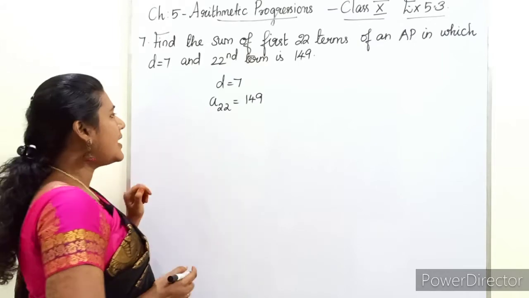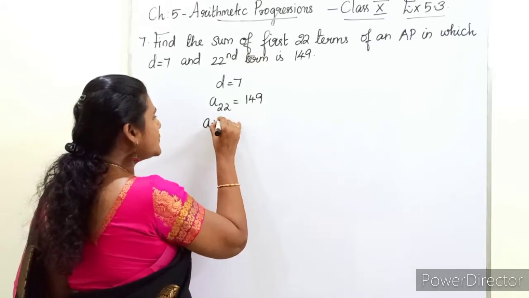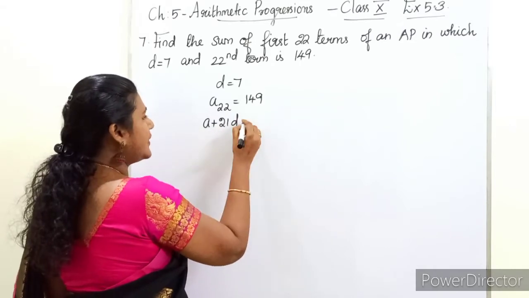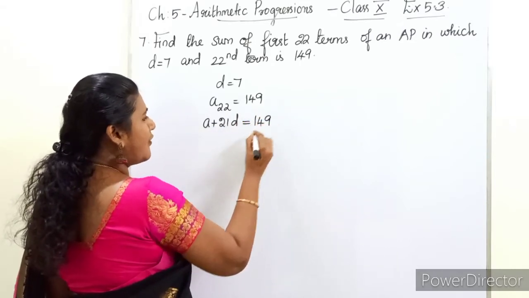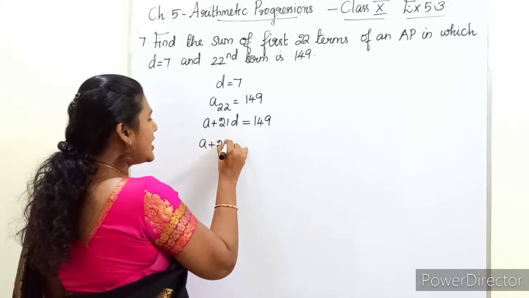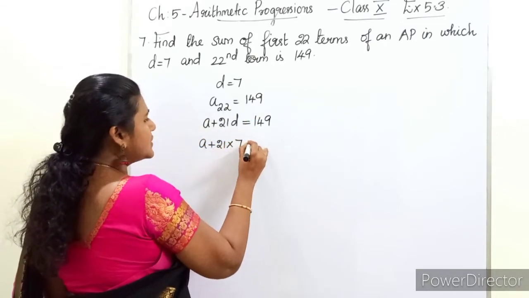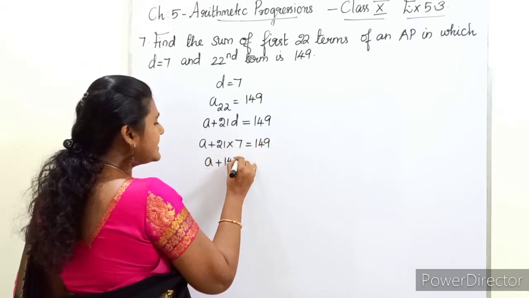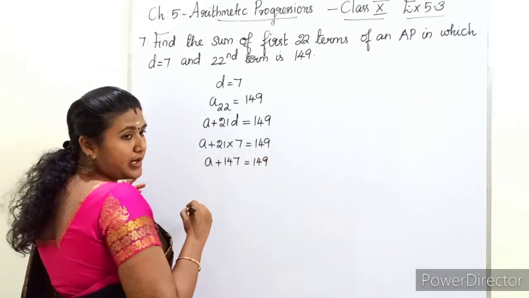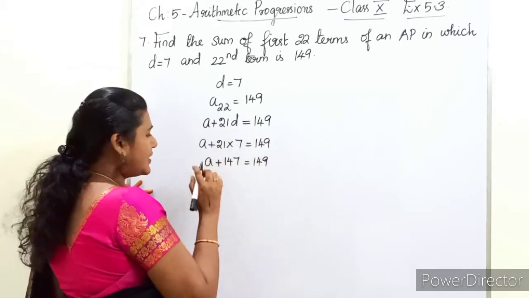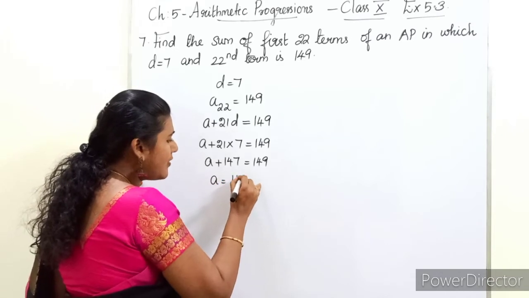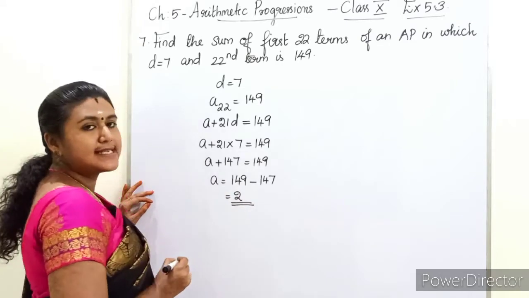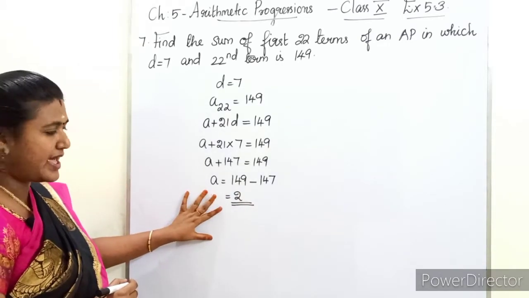So what is the formula? A22, A plus 21D. So this is the formula. A22 equal to A plus 21D is equal to 149. A plus 21 into, what is the value of D? 7. So is equal to 149. So A plus 147 equal to 149. Now we will take this 147 to the right side. So A is equal to 149 minus 147. So the value of A is equal to 2. So we got the value of A as 2.